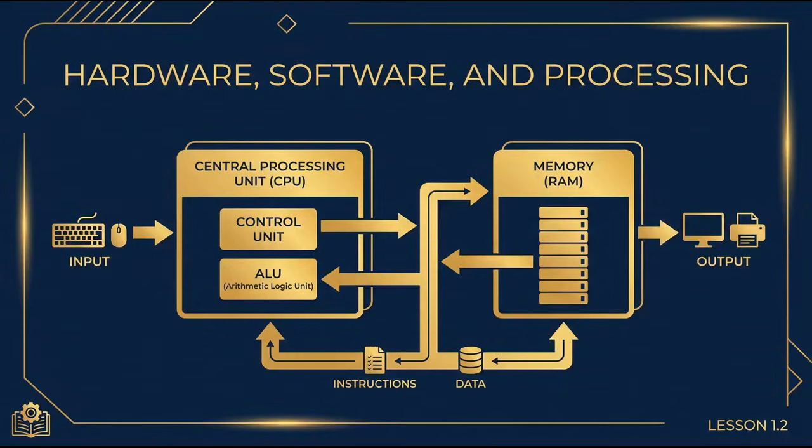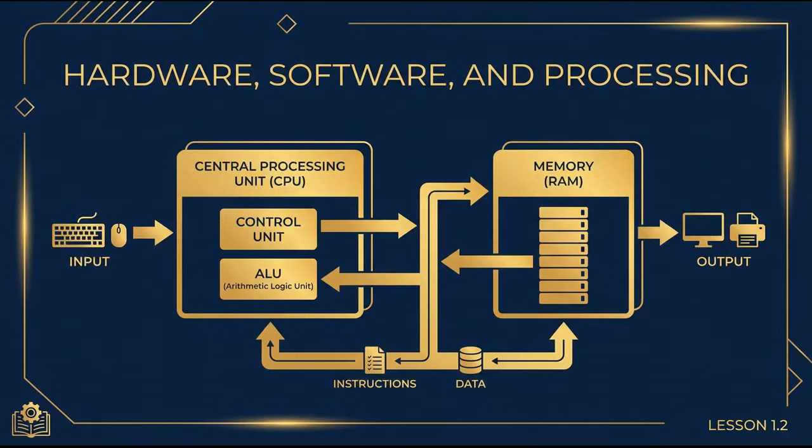Lesson 2. Hardware, software, and processing. Now let us dive into the core hardware and software components of computing. On the hardware side, the syllabus emphasizes the von Neumann model. In this model, the central processing unit, or CPU, is the component that executes instructions.